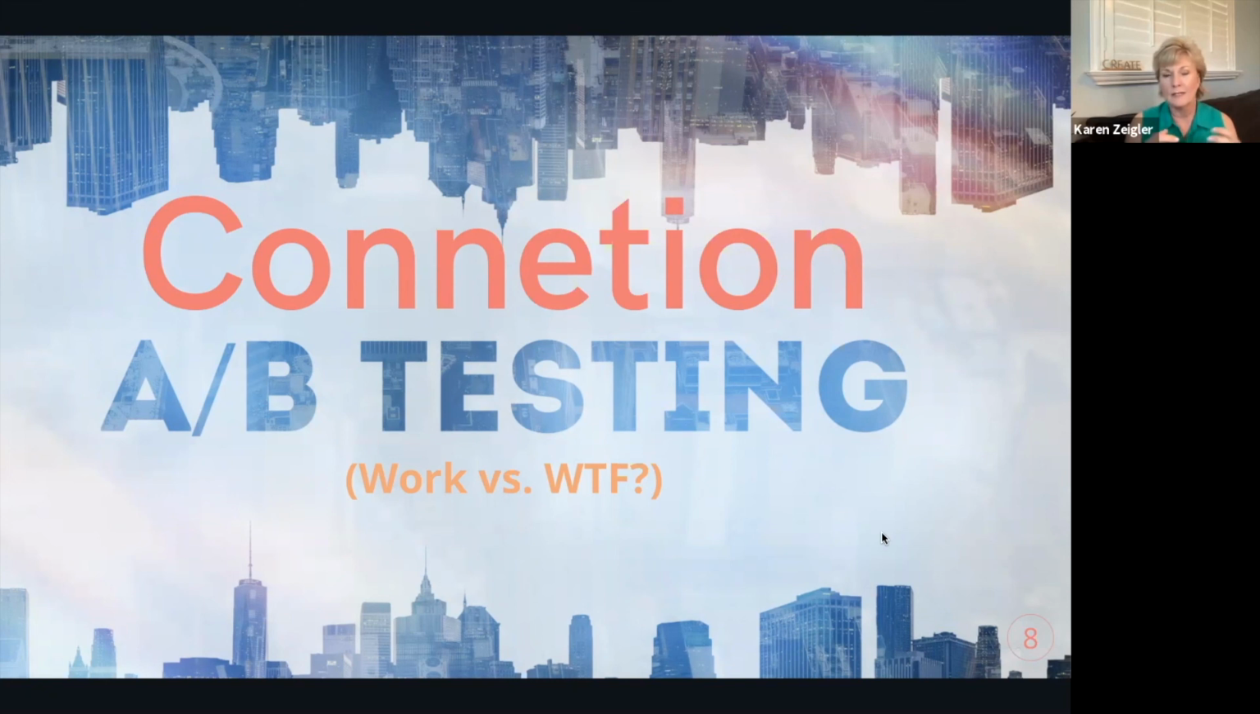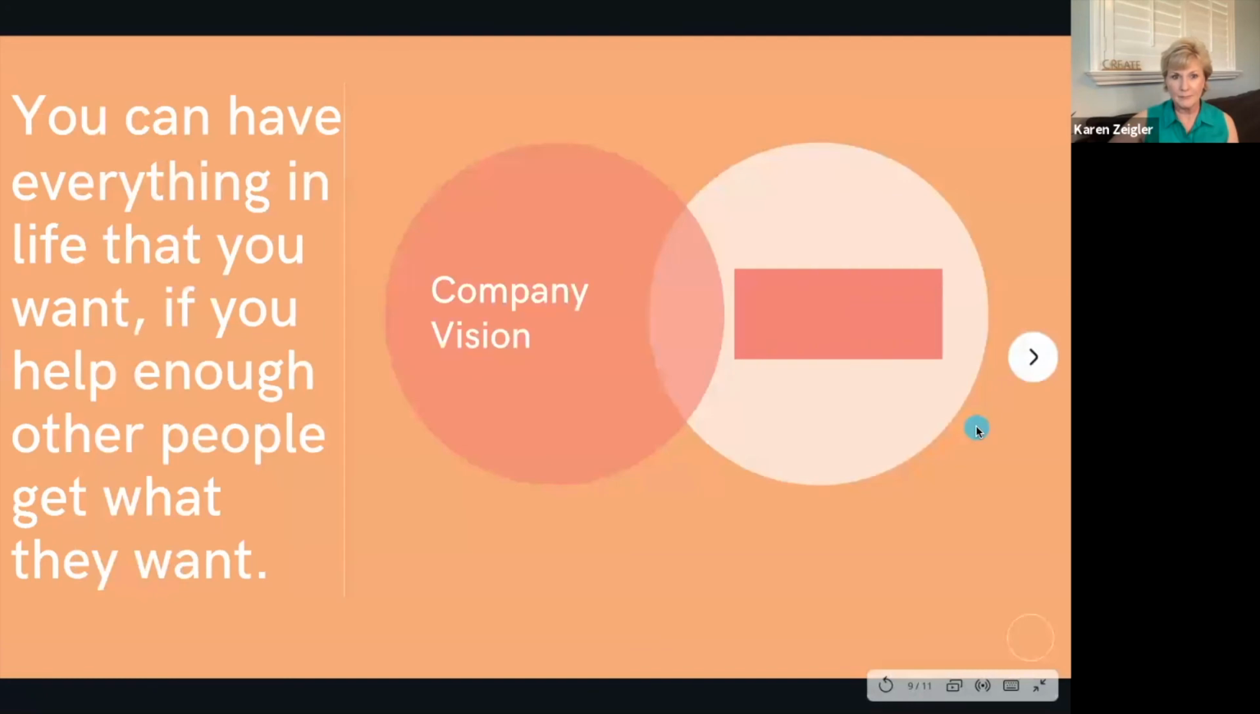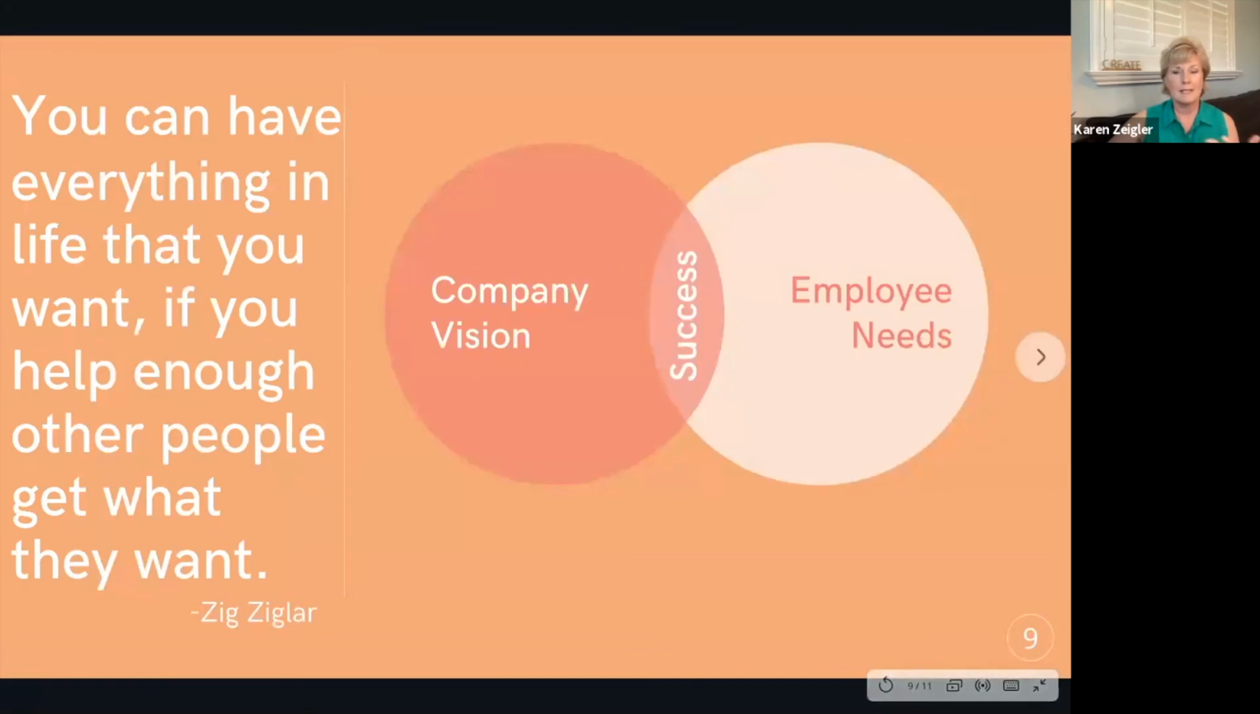It builds a camaraderie and unifies a team when they come together and knock something to the ground that's really been holding them back. So that's the exercise of connecting work versus what WTF. I want to end with this: this is what design thinking does. It takes the employee's needs and the company's vision, and finds where those two intersect. And that's where the success comes in.